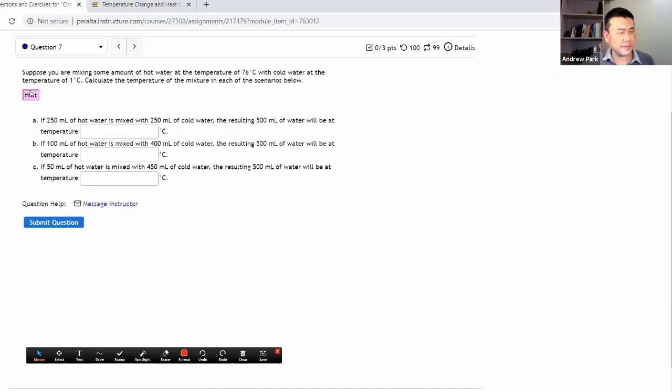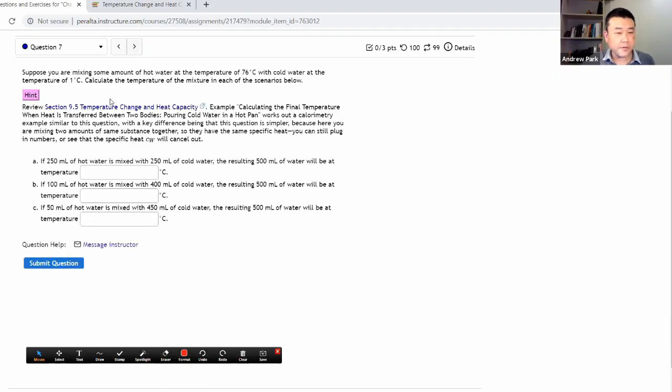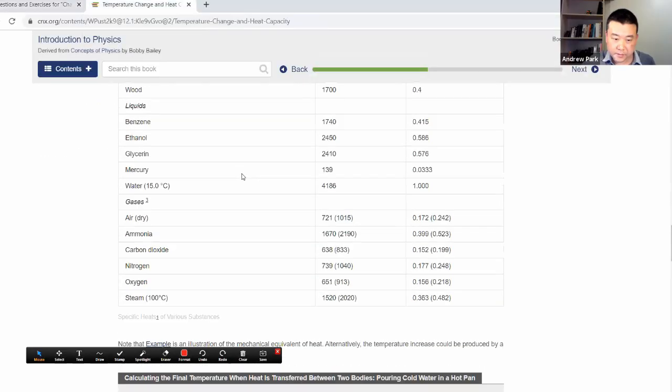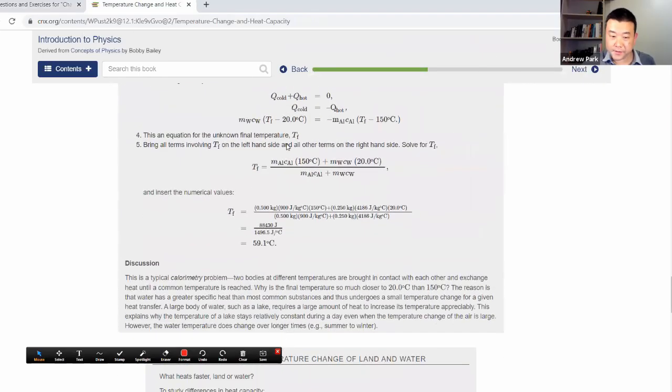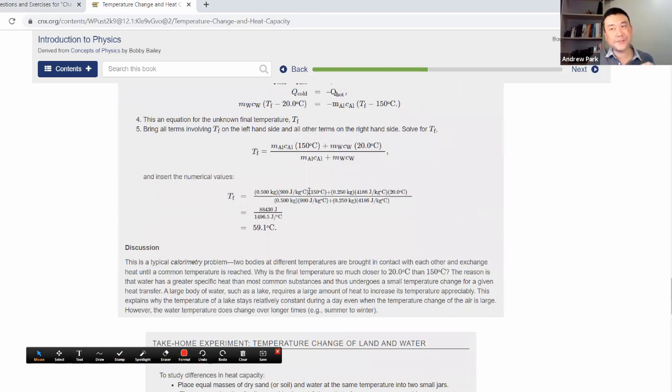All right, let's see what the hint says. You are welcome to take a look at this example. I believe it's the example that, did I get to it yet? Here it is. That's the example. So you can follow the algebra here and go through that. You're welcome to do that.